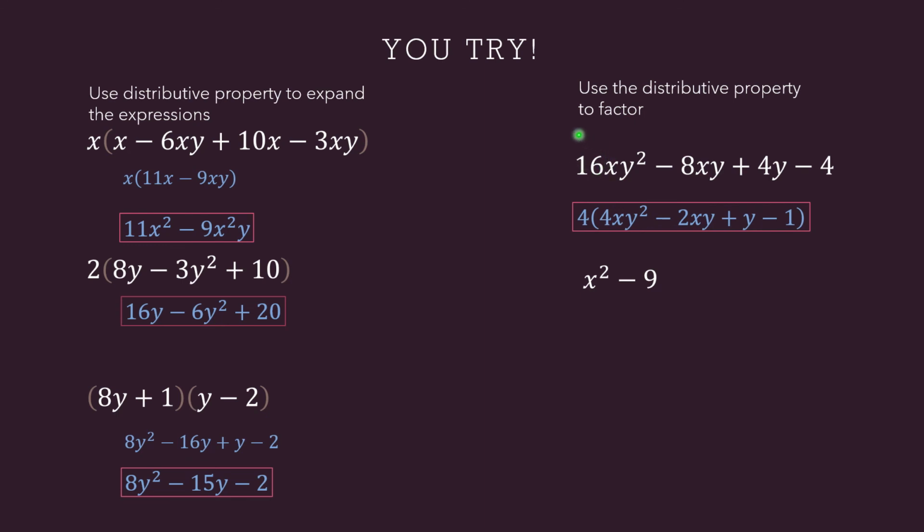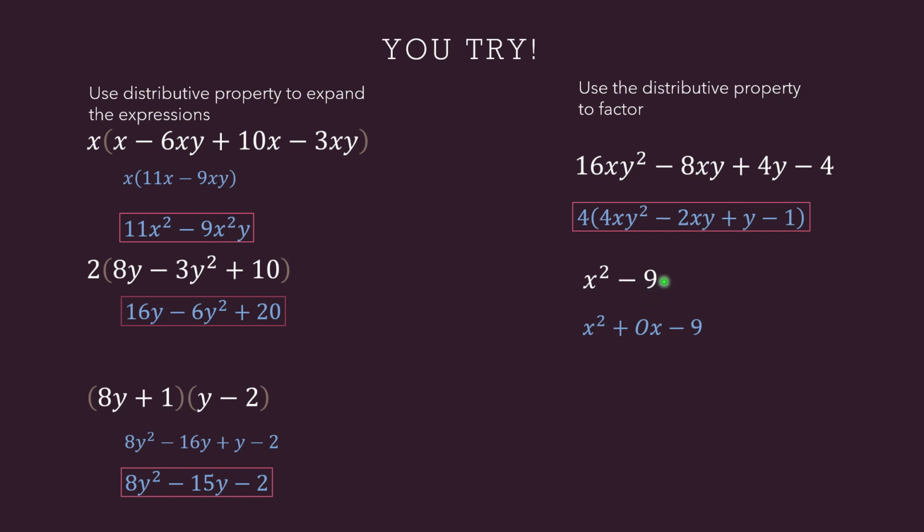Over here on this side, when you factor, I can see that the common factor here would have been 4. So I took out the 4 and then divided each term by 4. That would have given me 4xy squared over here, -2xy over here, y over here, and then -1 over here. I hope you saw this one. This was a little tricky.